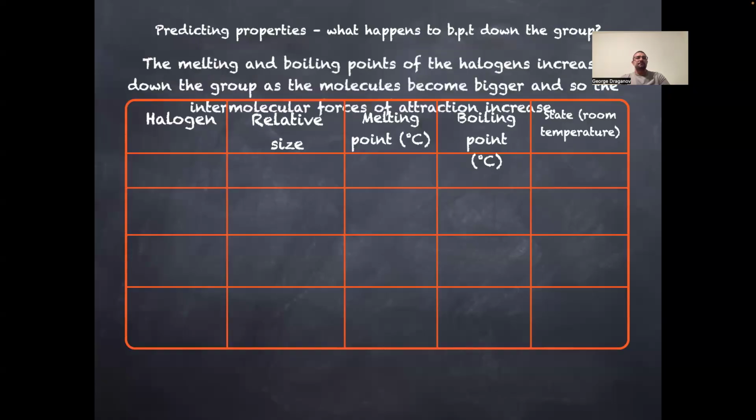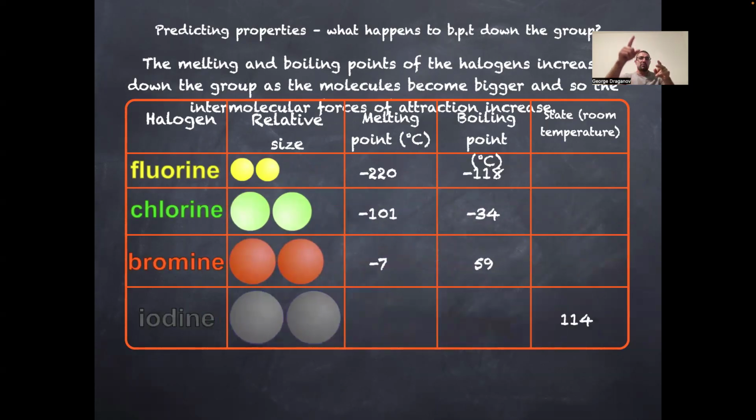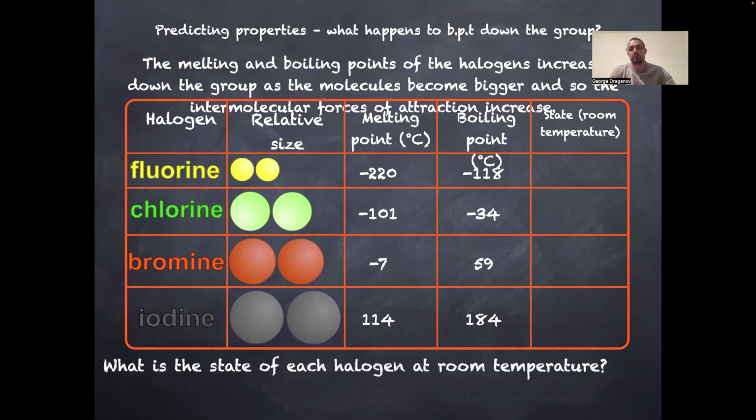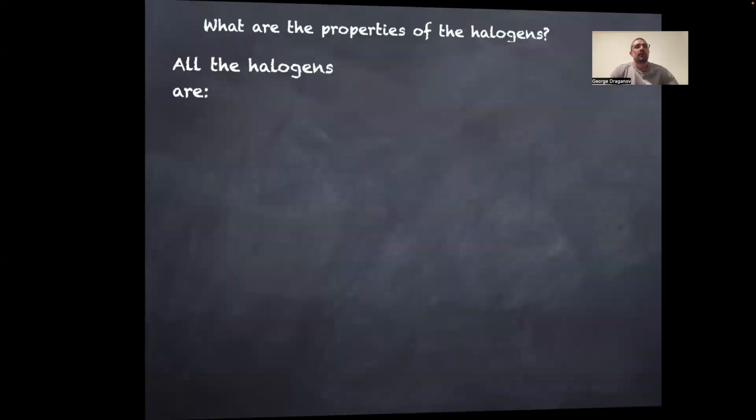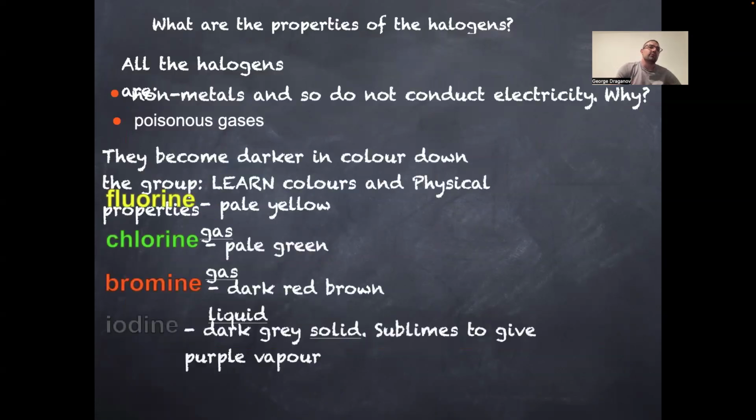Now, if we consider their melting points, we can actually see the trend here. Notice how they're getting bigger in our pictures, and notice how the melting and boiling point is increasing. So that means at room temperature, which is considered 25 degrees in chemistry, the first 2 are gases. Then we have a liquid, and then we have a solid, which obviously means astatine will be a solid. Now, all of them are non-metals and they don't conduct electricity.